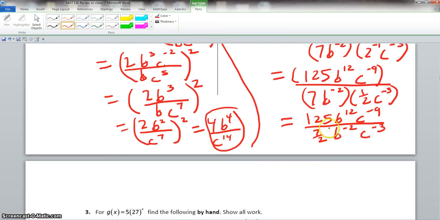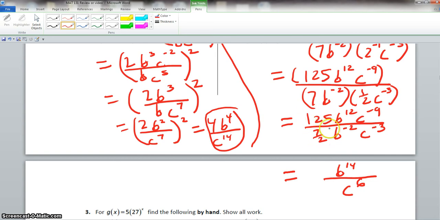Now we need to scroll down a little bit here. First thing I want to take care of, because I will take care of these numbers in just a second, let's take care of these variables. 12 minus a negative 2 will give us b to the 14th power. c to the negative 9 divided by c to the negative 3. Negative 9 minus a negative 3 we know will give us a negative 6. So we know this will go in our denominator as c to the 6.